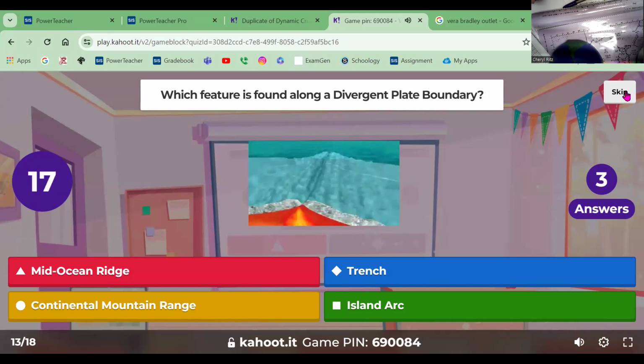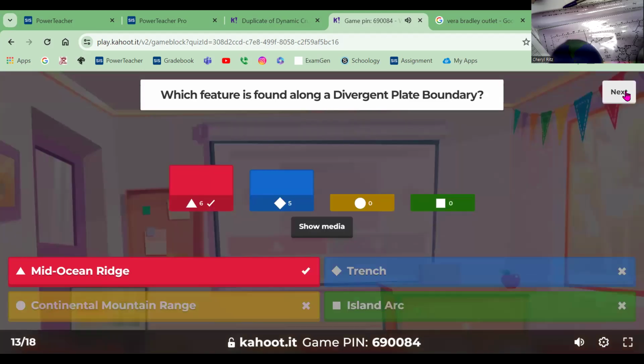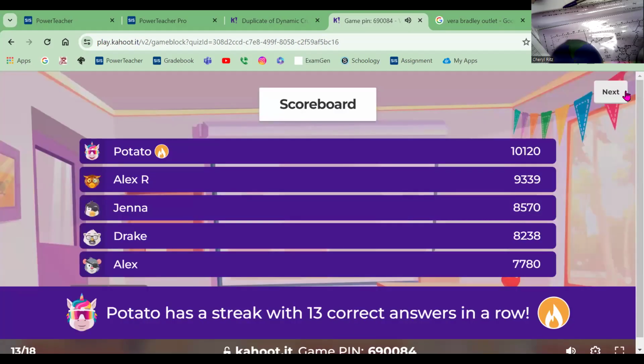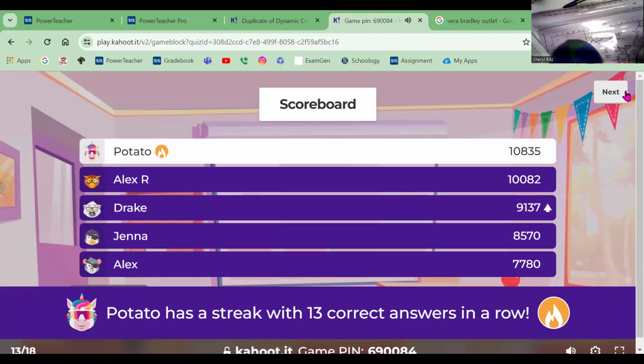Which feature is found along a divergent plate boundary? You did. You did. You used it as an adjective to describe something. Shoot, I meant to look at that. That was a ridge at a divergent plate boundary. Sorry, I got hung up on disciplining you.